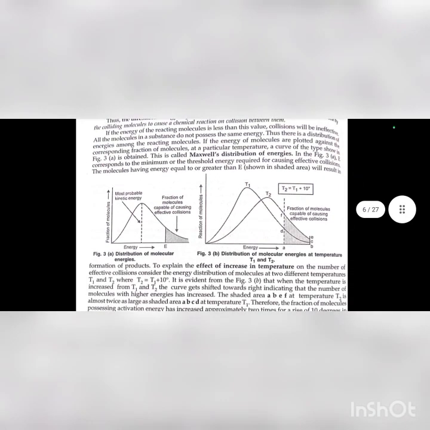If the energy of molecules is plotted against the corresponding fraction of molecules at a particular temperature, a curve of the type shown in figure 3 is obtained. This is called the Maxwell distribution of energies. E corresponds to the minimum or threshold energy required for causing effective collisions. The molecules having energy equal to or greater than E will result in the formation of products.